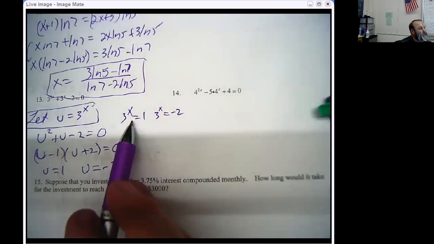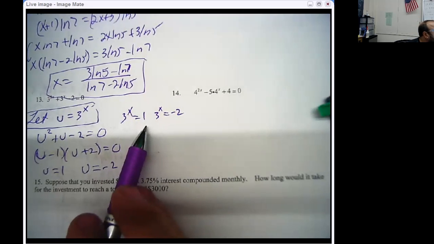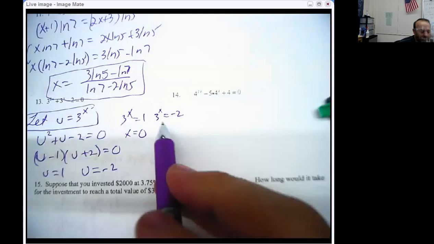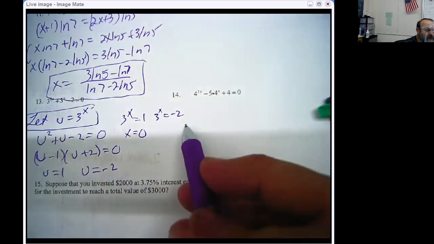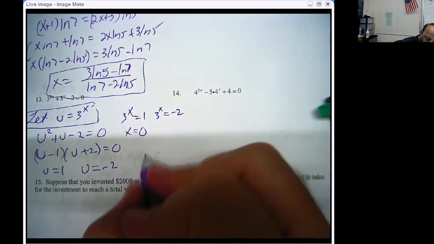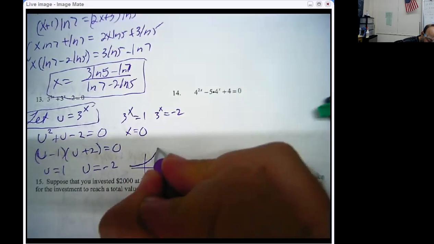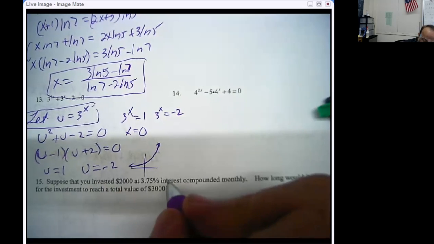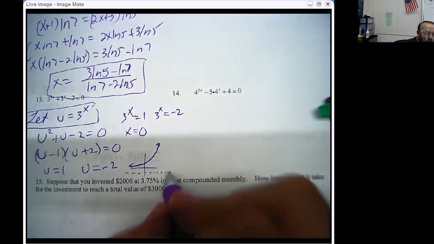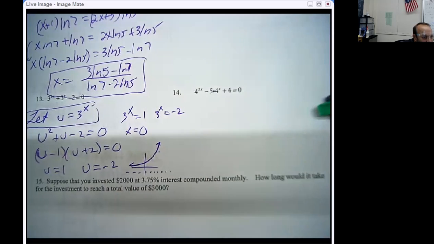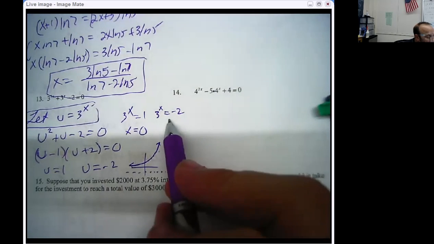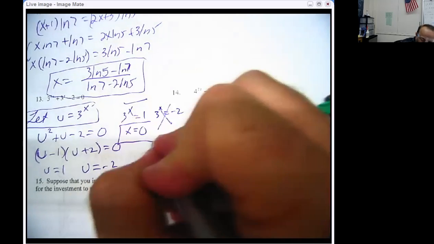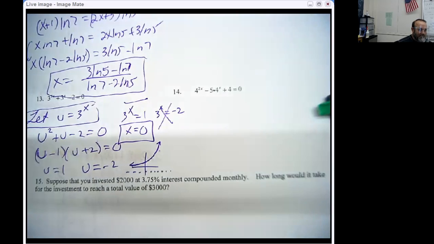So can you answer this question? 3 raised to what power is 1? 0. That was pretty easy. 3 raised to what power is negative 2? Now, a lot of you are thinking hard about that, but let me remind you something. 3 to the x is an exponential growth curve that looks like this, isn't it? Negative 2 is down here. Where do they cross? They don't. So when is this true? Never. Oh, so in other words, this is the only solution. That literally is all that worked.